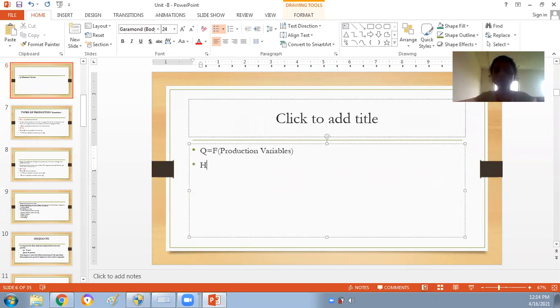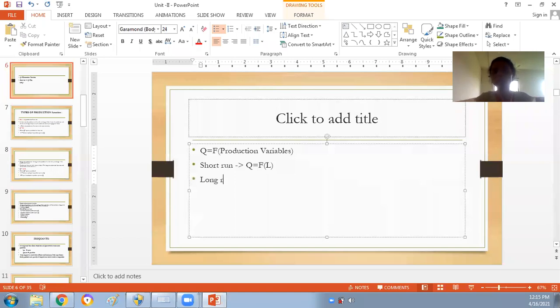Now, in a short run period, what happened? Can we change all the production factors? No. That is Q equal to F of only one factor. That means in a short period of time, only one factor can be changed, and that is labor. Because of that, what is the quantity of production variable? That is labor. Next one, long run production function.